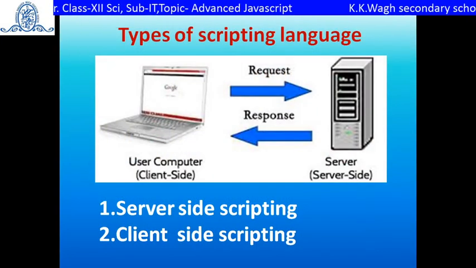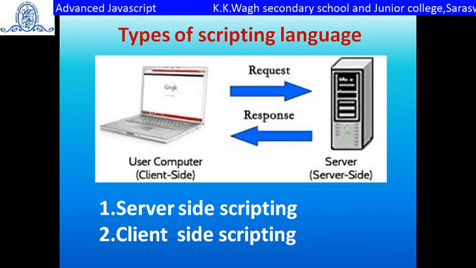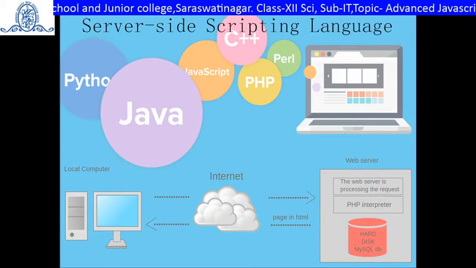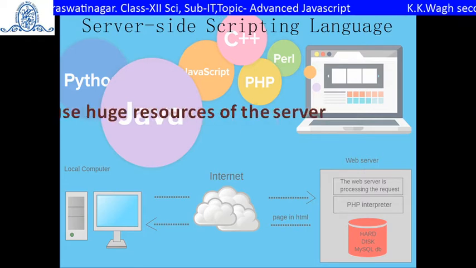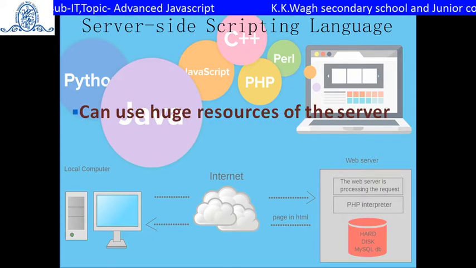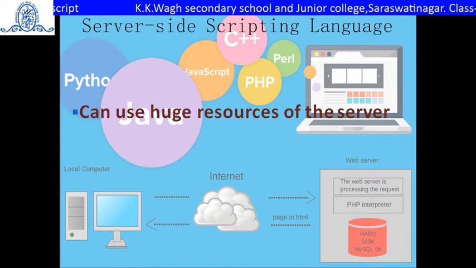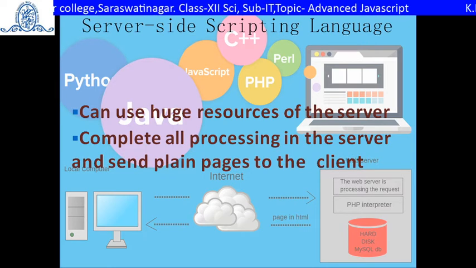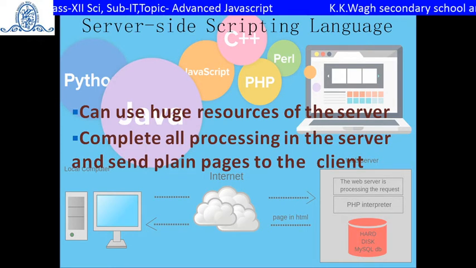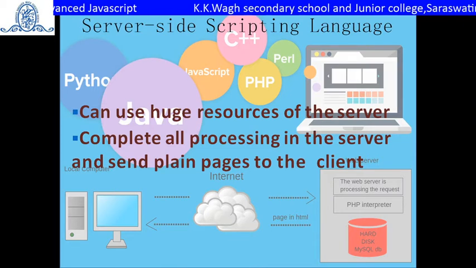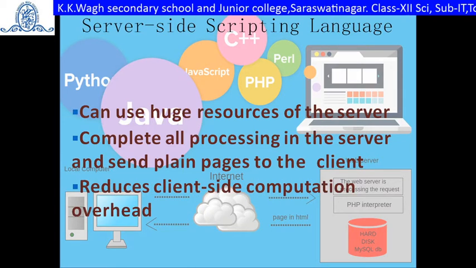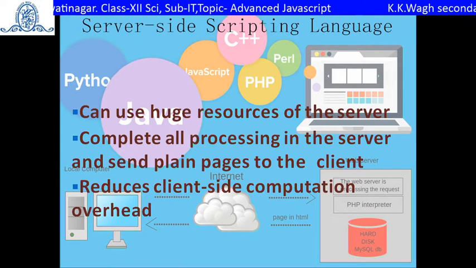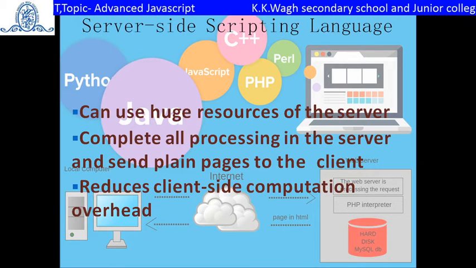There are two types of scripting language: server-side scripting and client-side scripting. Let's see one by one. Server-side scripting language can use huge resources of the server. It completes all processing on the server and sends plain pages to the client. It reduces client-side computation overhead, meaning all the processing is done at the server.